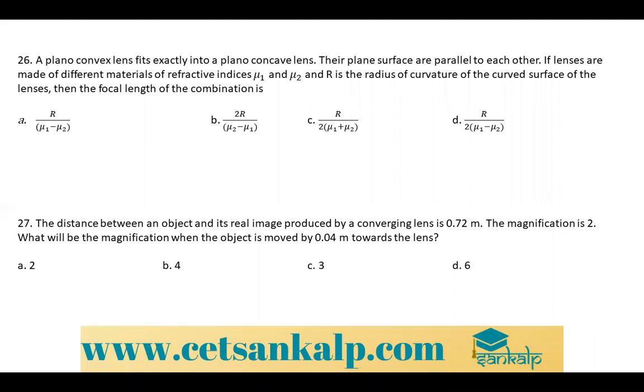The distance between an object and its real image produced by a converging lens is 0.72 meter. The magnification is 2. What will be the magnification when the object is moved by 0.04 meter towards the lens? So the converging lens or convex lens forms a real image.